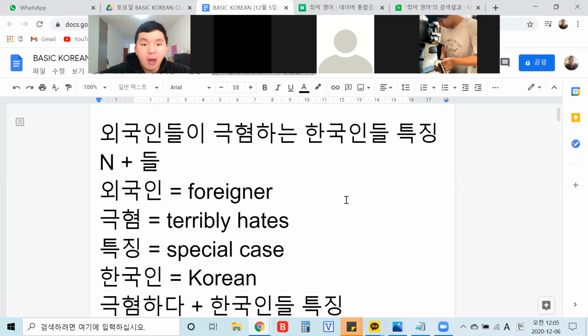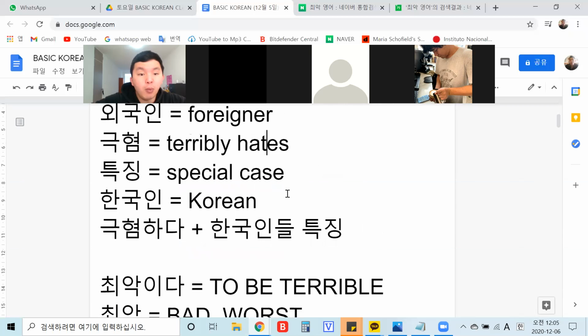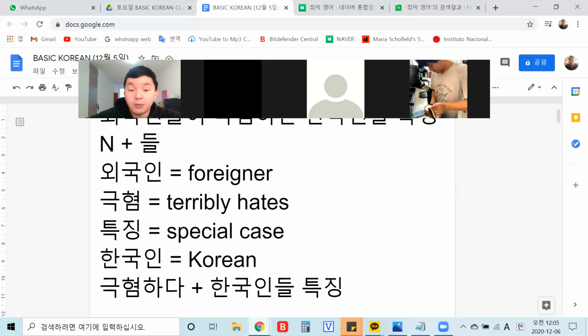I will send you this document directly in our Kakao groups, and try to study. There are several new nouns. For example, most of you, I'm pretty sure, don't know the meaning of this one. Terribly hates. Yeah, 극혐. It's a sort of new slang in Korea, and we use it a lot. So you can learn and use it as well. Some situation that you terribly hate, for example. Okay. All right, if you guys don't have any question, I will finish today's class.